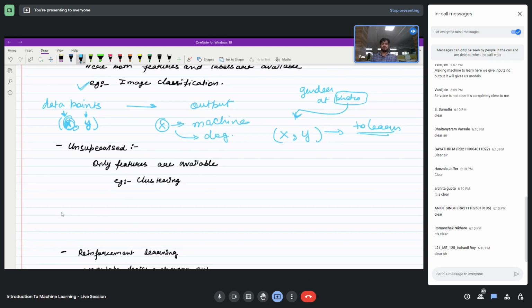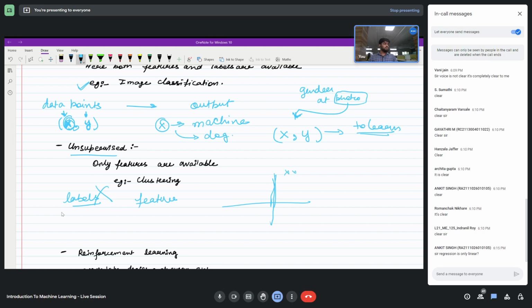Next is the category of unsupervised learning. In unsupervised learning, you don't have labels available with you. You just have the features available, but no labels. So here you have to work without the label. Some tasks that you can do without labels are clustering, or grouping these data points together, as I mentioned.